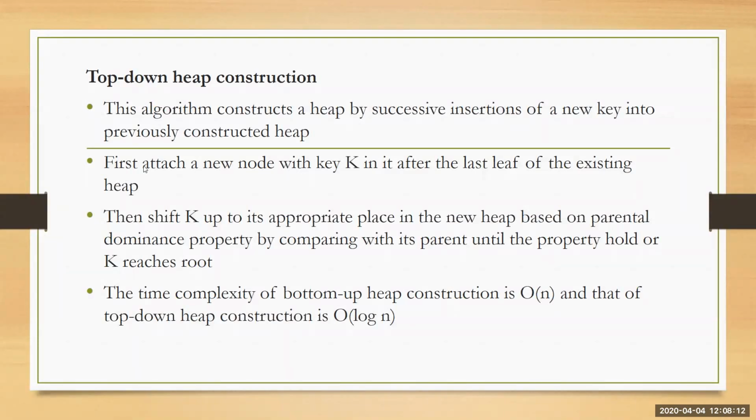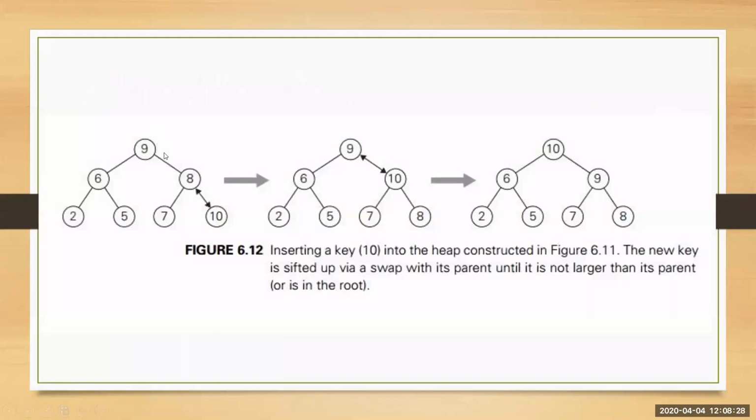First, attach a new key. So what is the method that is applied? First, attach a new node with the key k in it after the last leaf of the existing heap. So what you have to do is, take this example. Now think that the heap contains the nodes until 7, and you want to add a new element 10 into the heap. The first point is, you have to add that element to the last position. The last position is to the right of 7. So this is the first step.